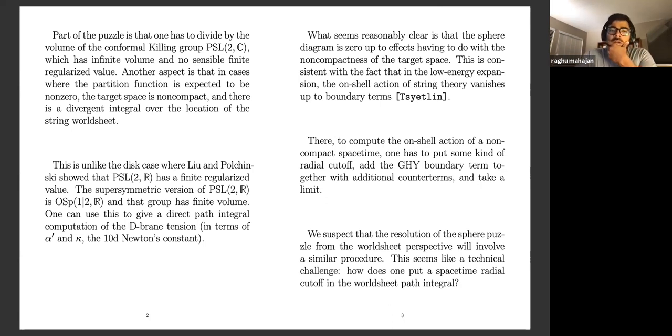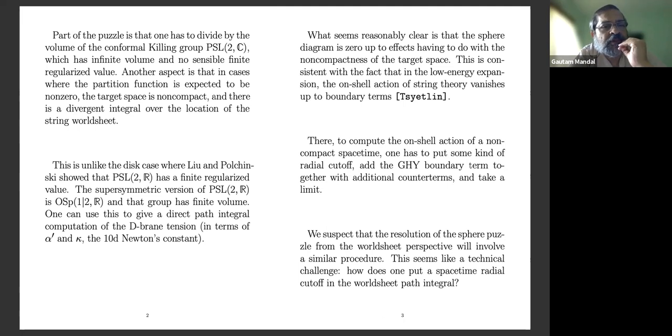This is actually unlike the case of the disk, where there's a paper by Liu and Polchinski where the analogous gauge group PSL(2,R) has a finite regularized value. You just put some cutoff on the group, and there's a power law divergence, but you have a finite piece. That's not very satisfactory, replacing the volume of a non-compact gauge group by a finite value, but one can do the supersymmetric version of that. And the volume of the supergroup is actually finite. The volume of OSp(1|2).